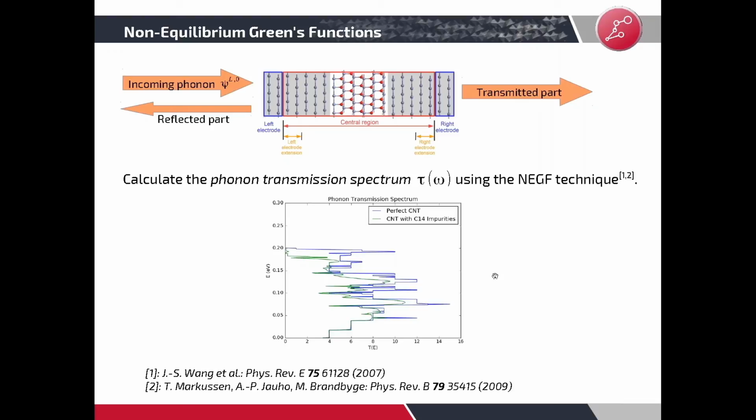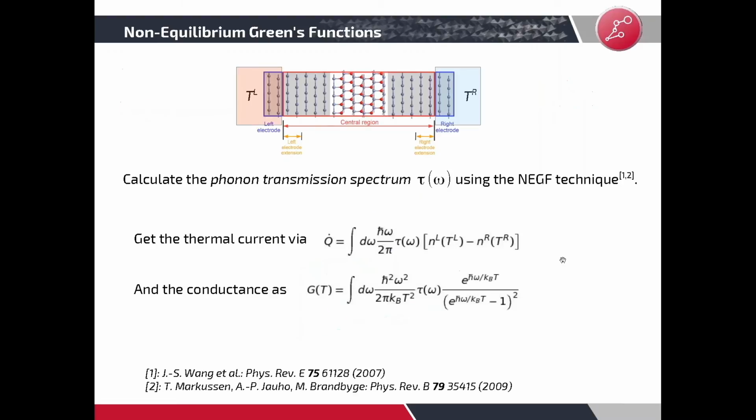And that means we can use this transmission spectrum as a measurement of how much phonon energy is transmitted through our system and how much is reflected. And once you know the transmission spectrum, you can use the so-called Landauer formula to calculate the thermal current at a given temperature difference between the left and the right electrode.